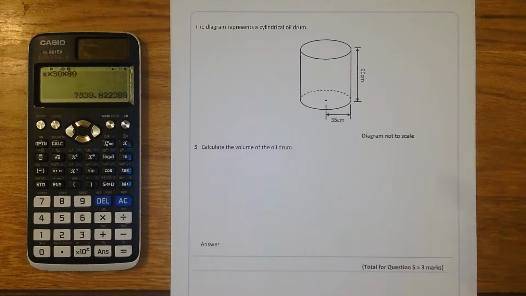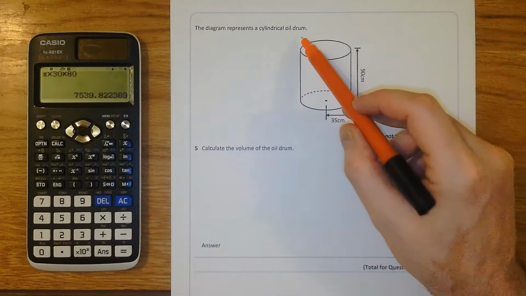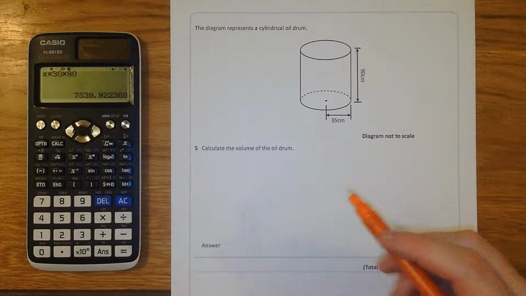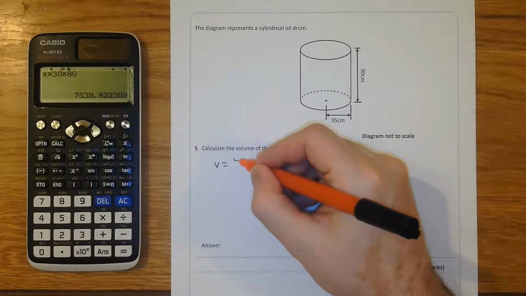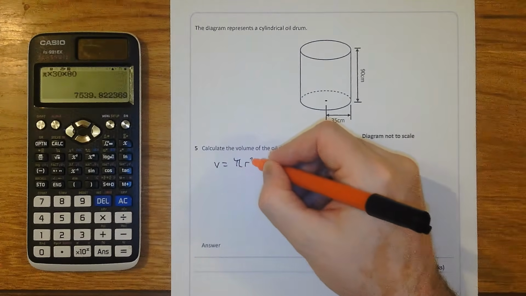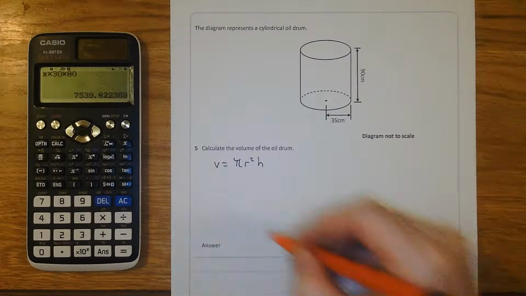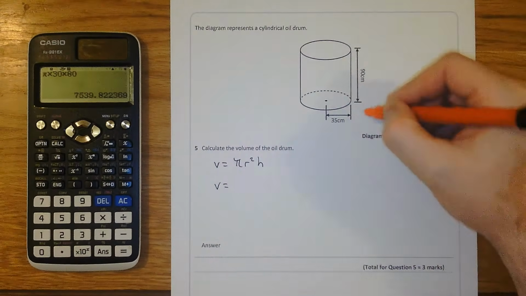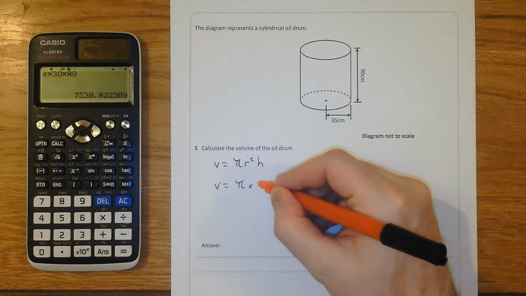Question 5. The diagram represents a cylindrical oil drum. Calculate the volume of the oil drum. The volume of a cylinder is given by V equals pi R squared H, as seen in the formula sheet. We have these values. This is the radius, this is the height, so we can substitute them directly in.